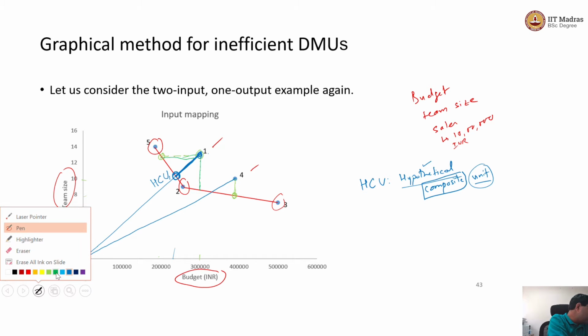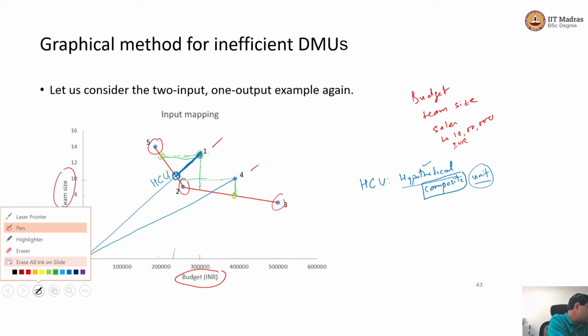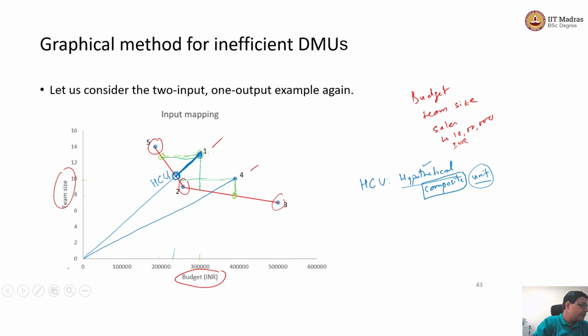DMU4 should not become efficient only by reducing the team size. It should not become efficient only by reducing the budget. That would have been a horizontal movement. Horizontal movement means reduction in the budget. Vertical movement means reduction in the team size. We don't want to recommend reduction of only one input. We want DMU4 to show reduction in both the inputs.